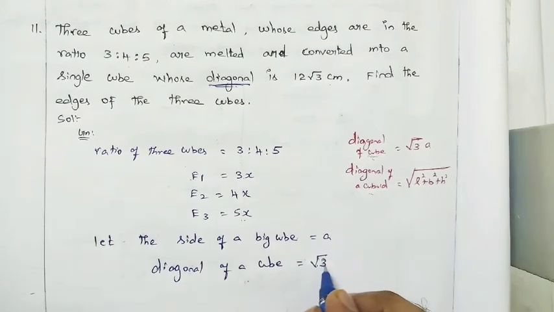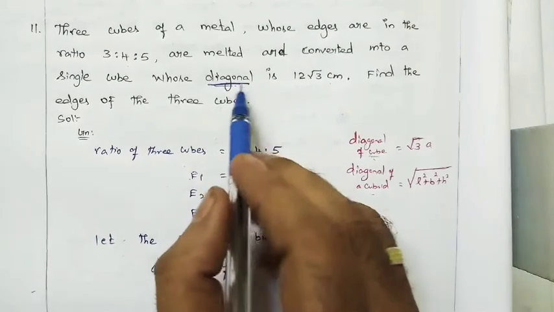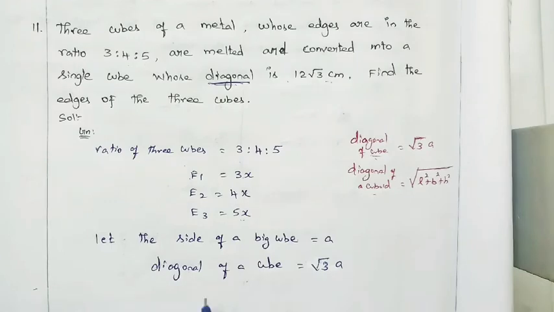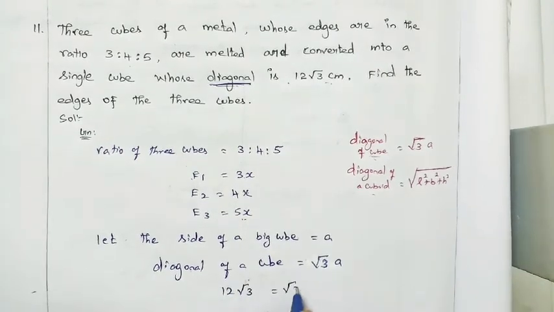Same thing only, root 3. Already now only we saw the formula. Already we know the diagonal of a cube. What is the diagonal of a cube? It is nothing but 12 root 3 centimeter. Shall we equate directly? So it is nothing but 12 root 3 is equal to root 3a, right?